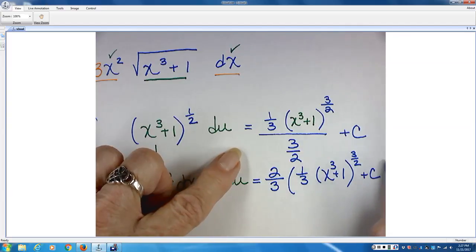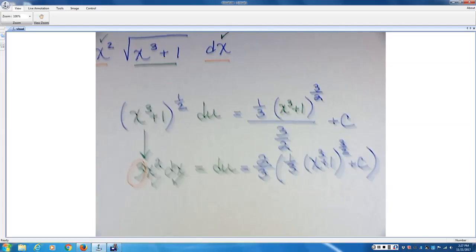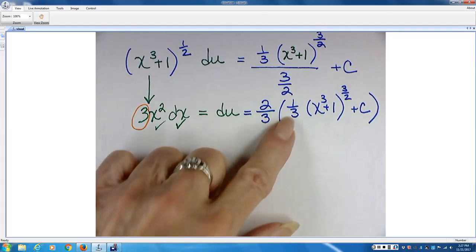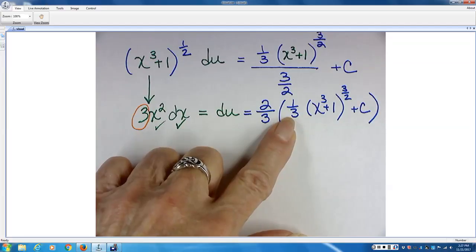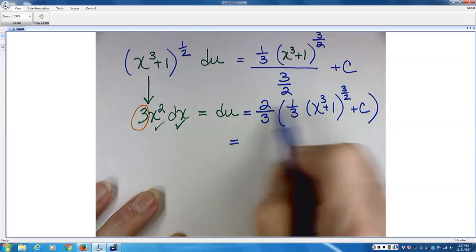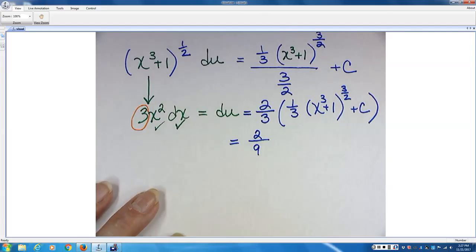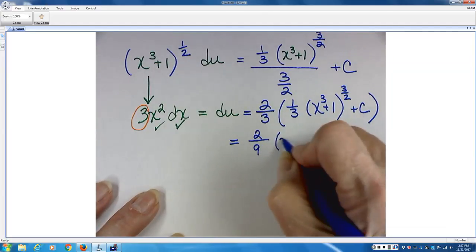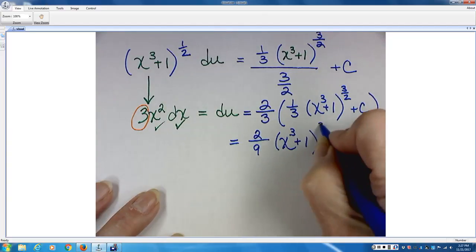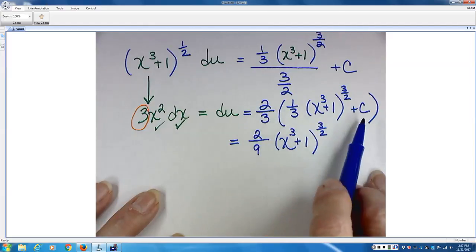And honestly, we're including the C in that multiplication. We'll talk in a minute about why that really doesn't matter. So what's 2/3 times 1/3? 2 times 1 is 2. 3 times 3 is 9. And then that's times x to the third plus 1 to the 3/2 power plus 2/3 times the constant.